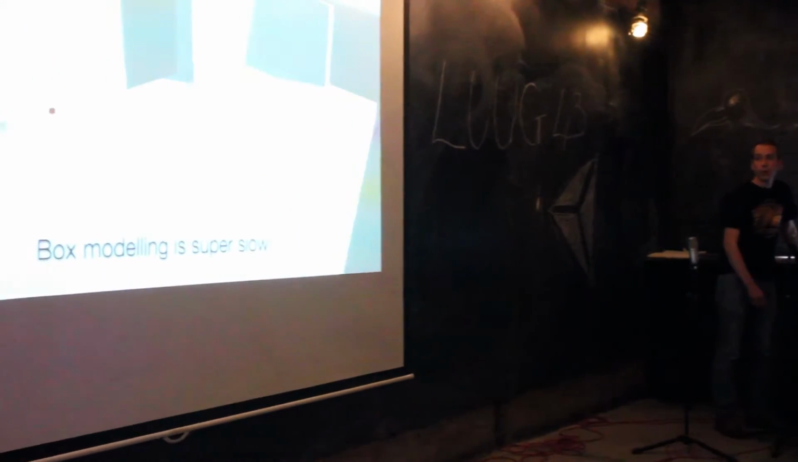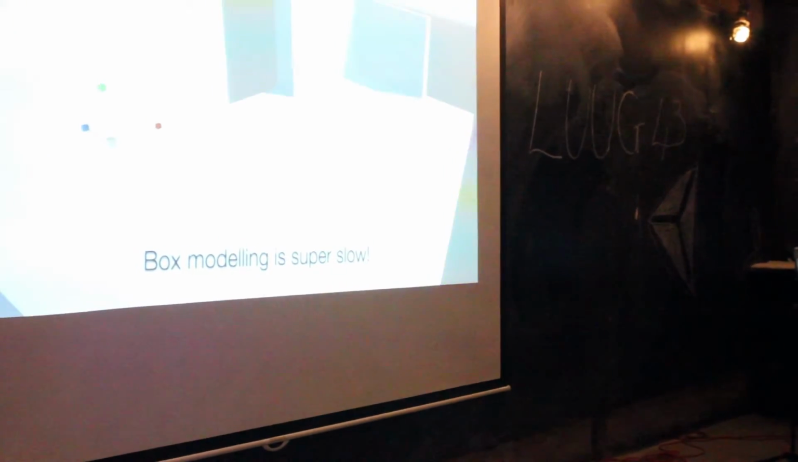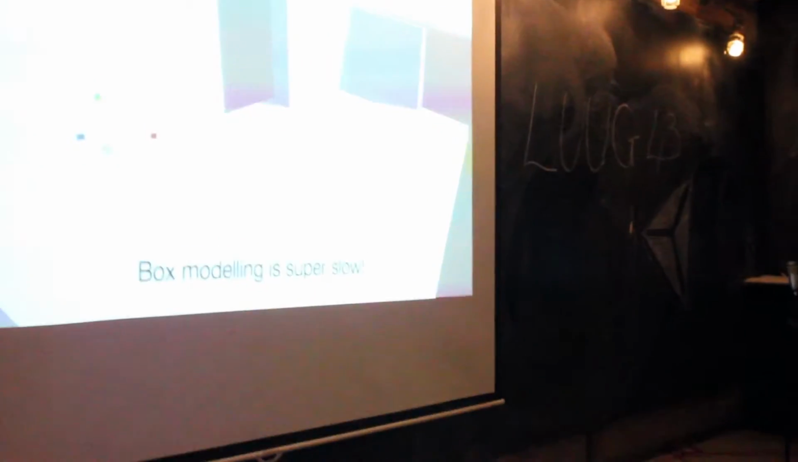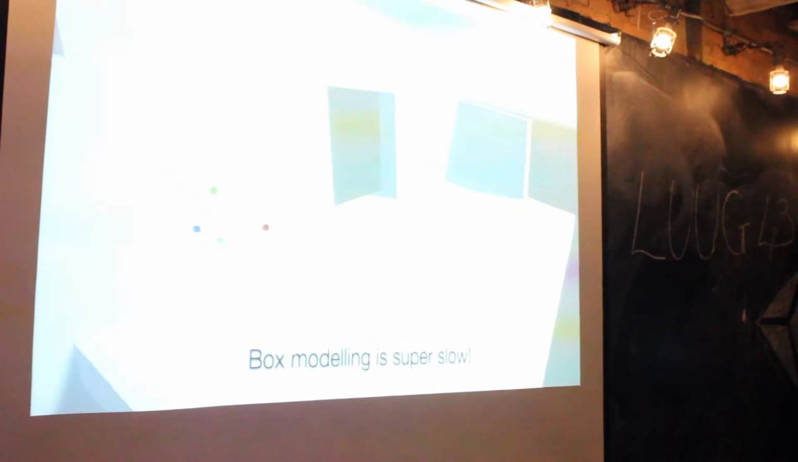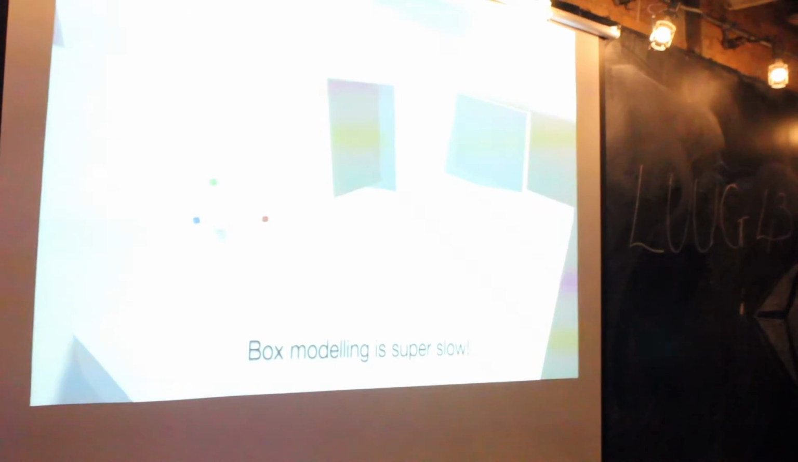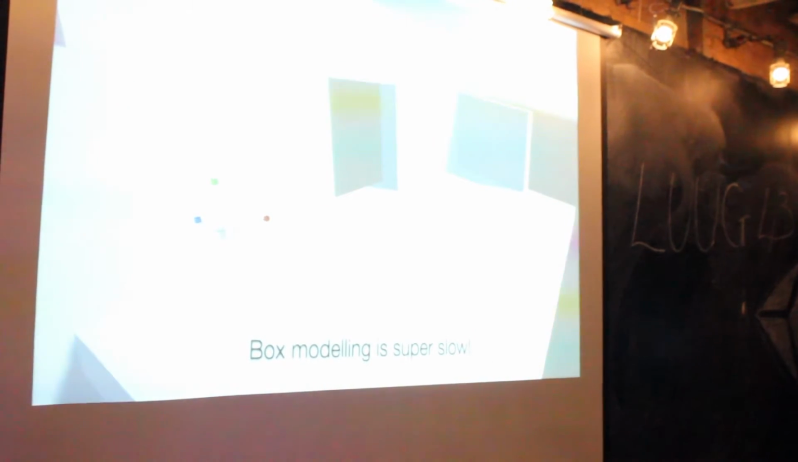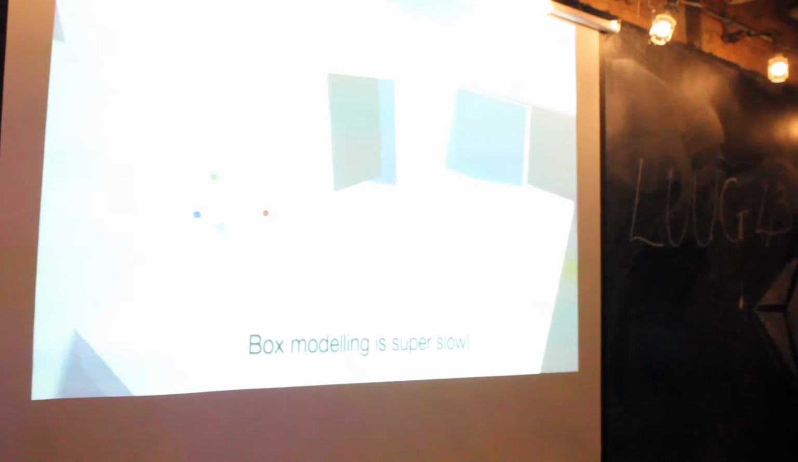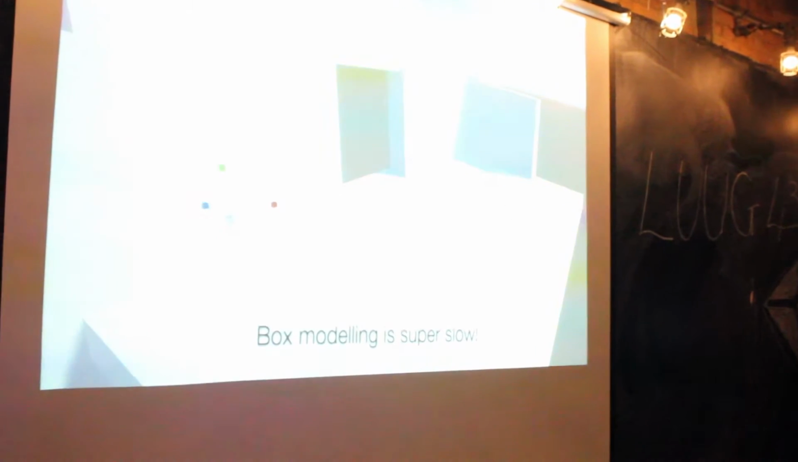So the trouble with box modelling is that it's really slow to build anything in. If you want to build a wall, you end up just placing a cube. Then if you want to have a door in it, you have to move that cube up, you have to put in 2 more cubes for each side, and if you want windows, you have to kind of repeat this procedure, and it's really, really slow.